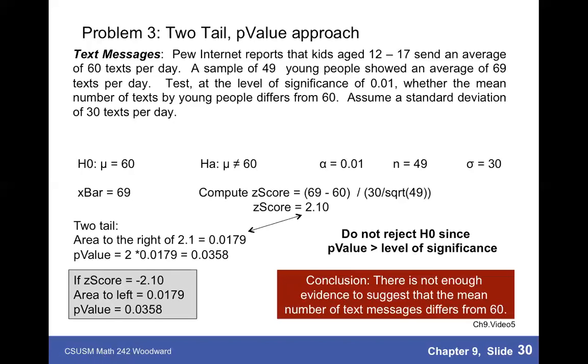If the z-score had turned out to be negative, the answer would have been negative 2.10. You would have the area to the left. The p-value is 2 times that. So either way, you're going to get the same p-value. Okay?